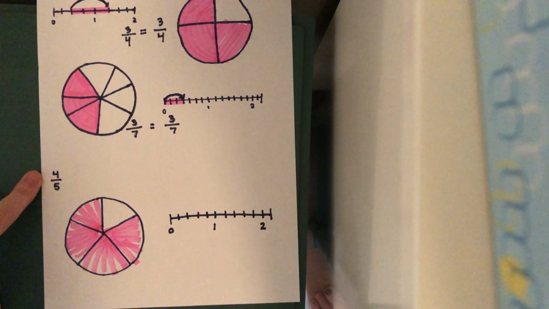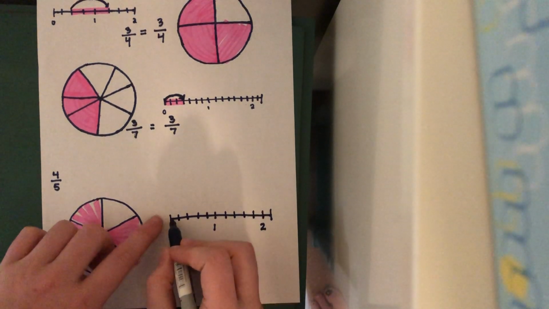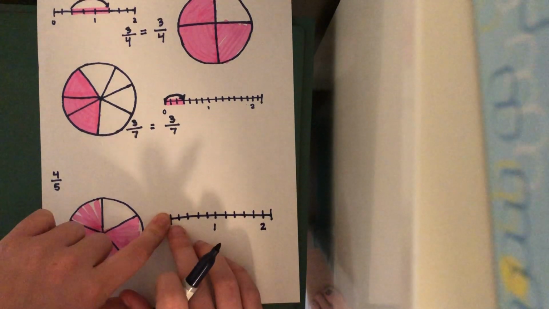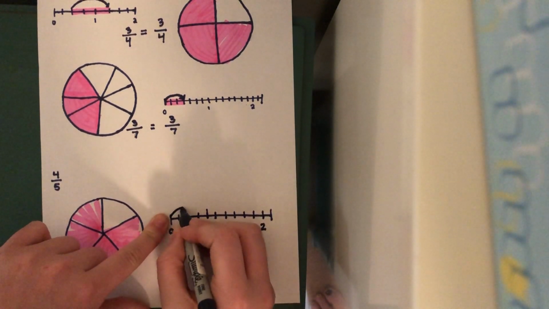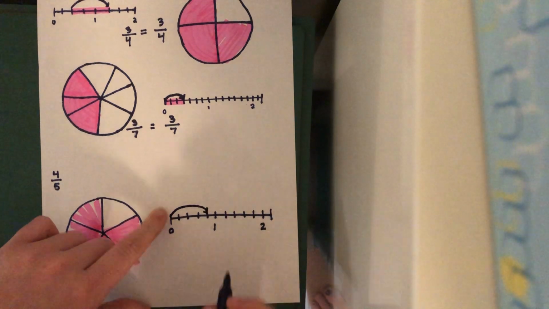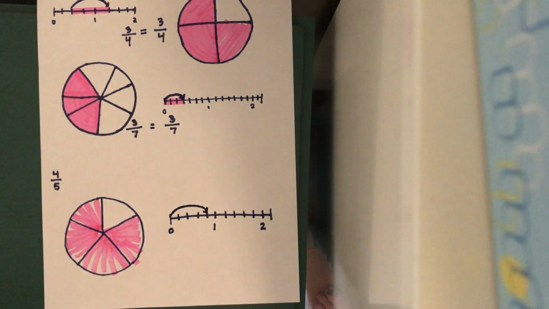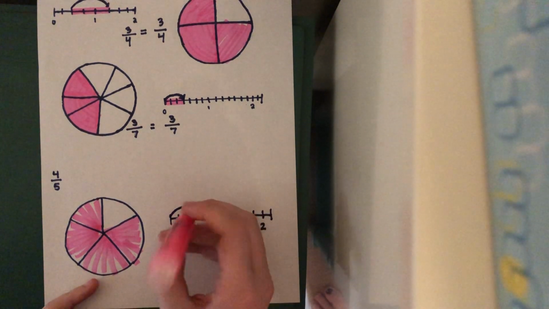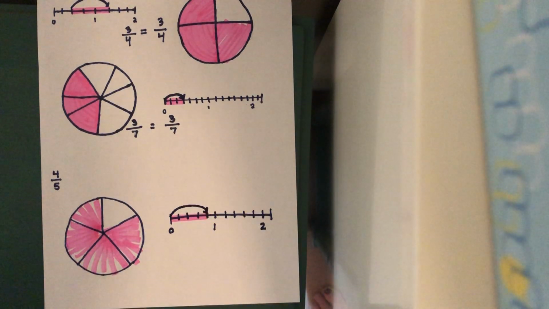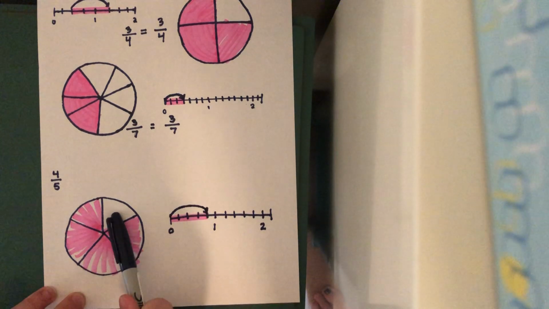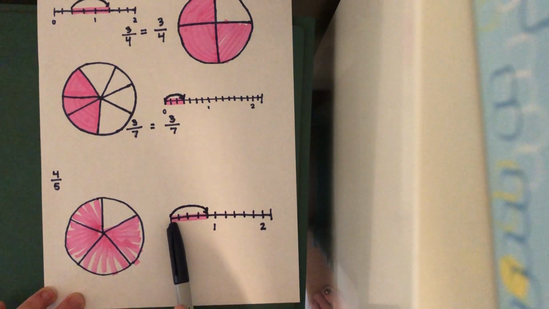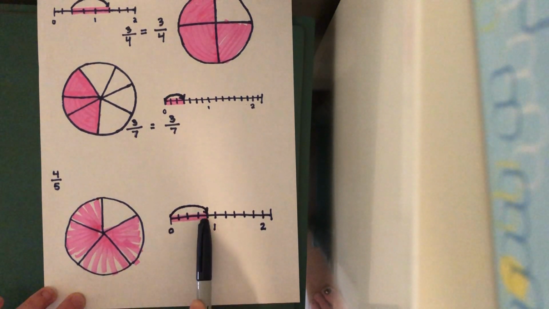Now to say it went 4/5, we start here and count 4 jumps. So it's 1, 2, 3, and 4, which ends here. So it jumped all the way right there to show that it went 4/5. Now, are these two equivalent? Yes, because 4 of these circle sections are colored in, and there's 5 total. And this, on the number line, it went 4 jumps out of 5.